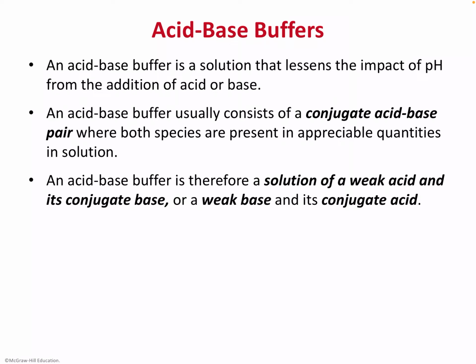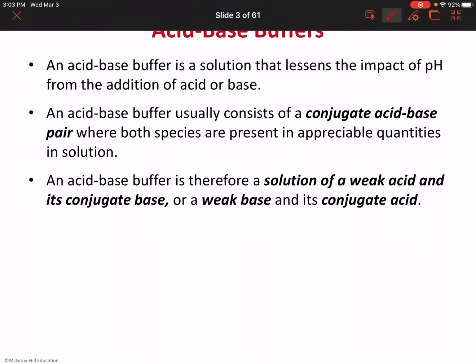An acid-base buffer usually consists of a conjugate acid-base pair, where both species are present in appreciable quantities in solution. In our previous lecture, we learned about conjugate acid-base pairs. I hope you remember what they are. For example, if you have acetic acid, acetic acid is an acid, and then you react it with water. So water is going to act as a base, right?